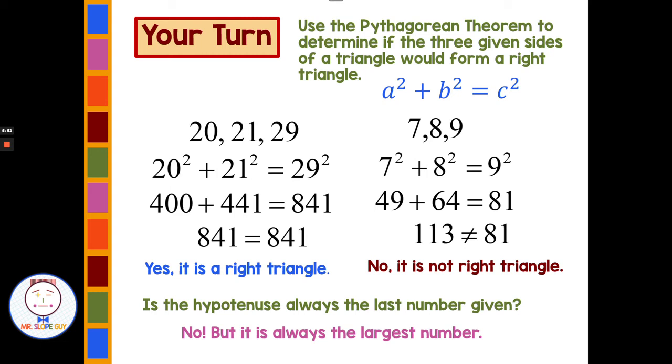It's not always the last number, but it is always the largest. So you can use the Pythagorean Theorem to tell if you have a right triangle. That's our first use of the Pythagorean Theorem.